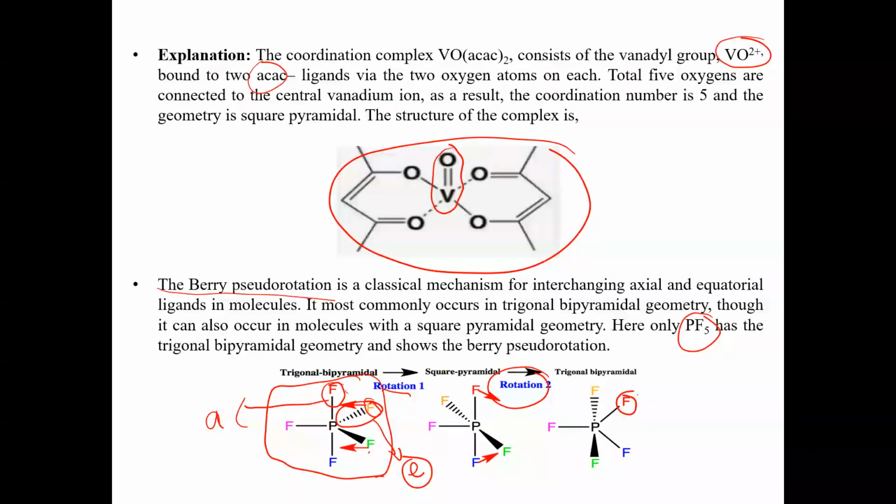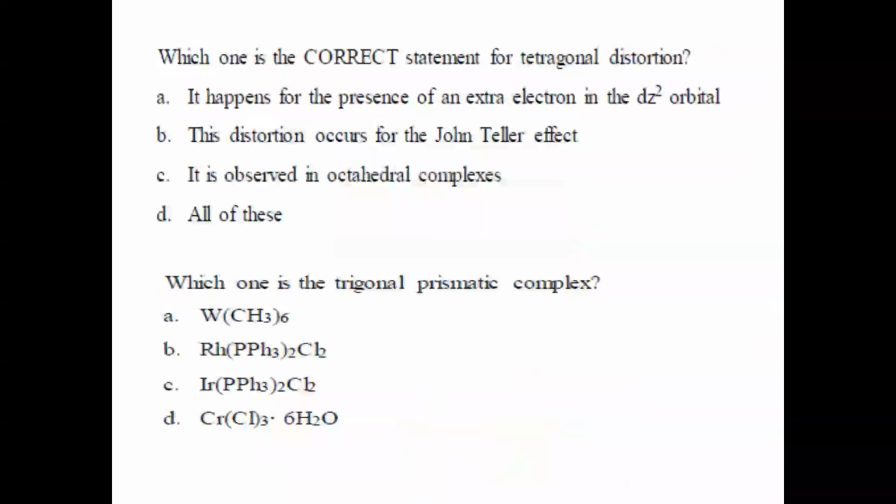Okay. So moving forward to the next one, you have to identify the correct statement for tetragonal distortion, which you will study in detail when you study the Jahn-Teller effect. And these are the four options. It happens for the presence of an extra electron in this orbital.